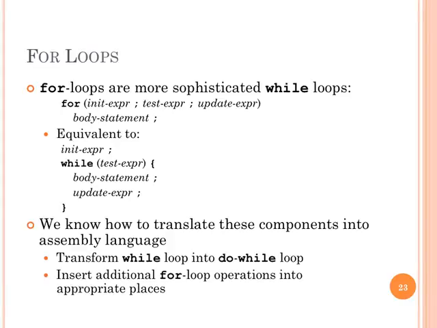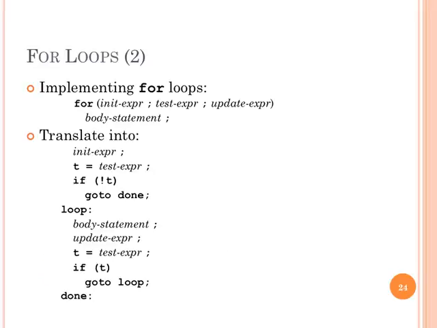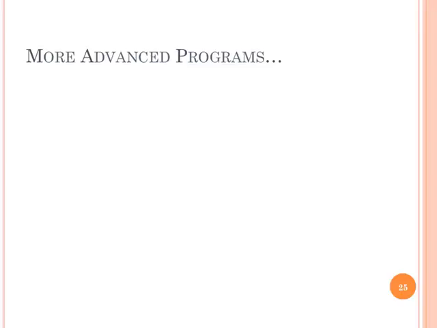And we can, just the rest of it goes where I have it up here. Okay. So it would translate it into something like this. Initialization, we peel off that first test, so t equals test expression, if not t, go to done, and then we have our do while. So body statement, update expression, and then we test our test expression again, and if it's still true, we go to the top. Okay, questions? Pretty straightforward. It makes sense to me, so hopefully you guys will get it as you go through this.